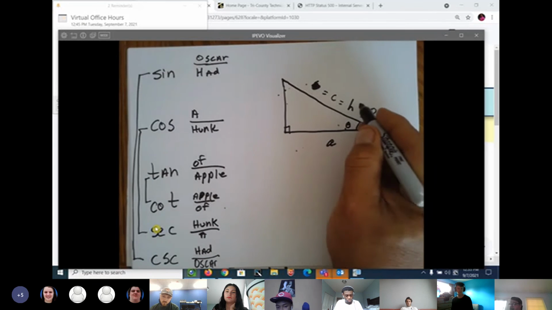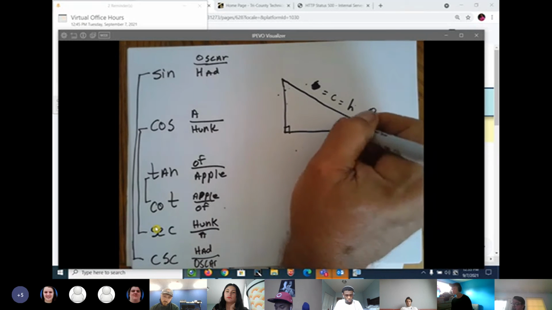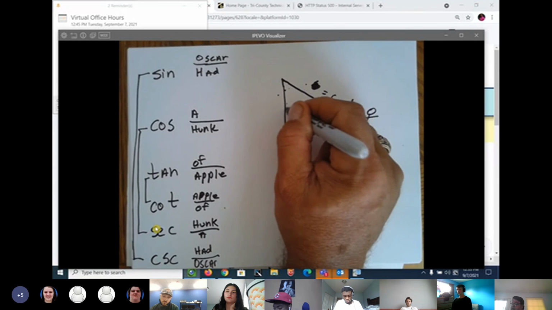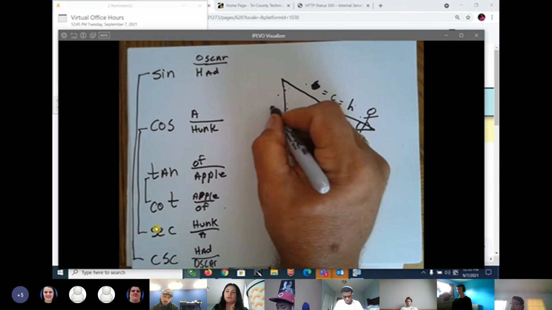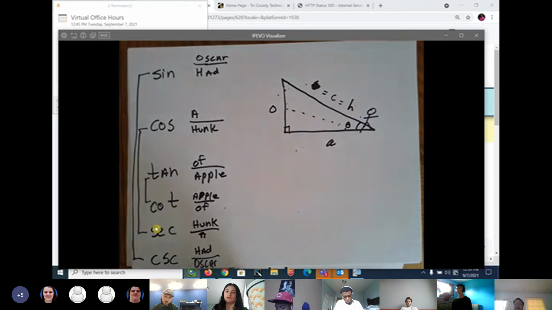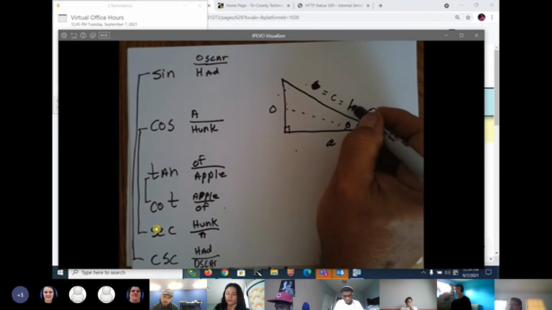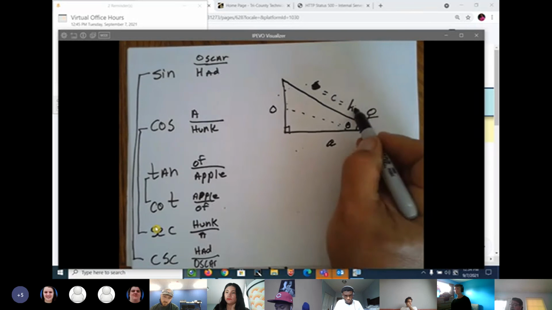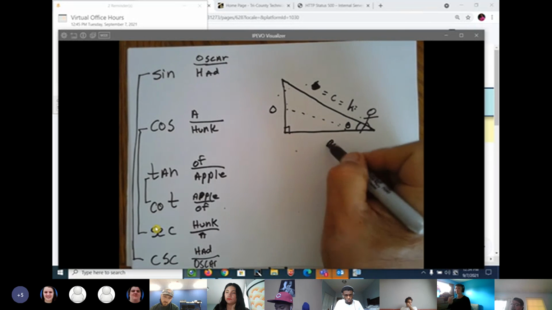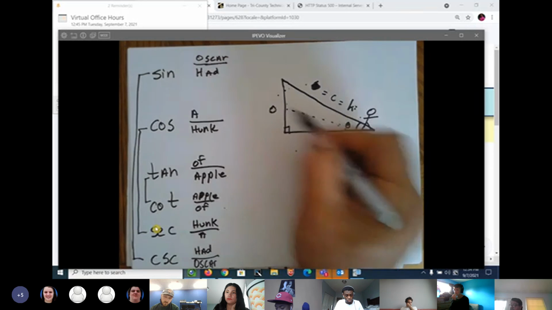If this is adjacent and this is the hypotenuse, then what's this side over here? Well, it's opposite of the little man, so there's the opposite. So Oscar had a hunk of apple.